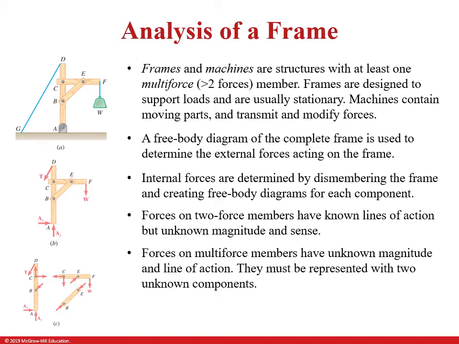And we don't necessarily know the line of action for these multi-force members, right? We know for EB, we know the line of action is through the member, right? But we don't know the magnitude. A force like at C, we don't know the direction. And we don't know the magnitude, obviously, either. So we have to represent it as just two generic components.